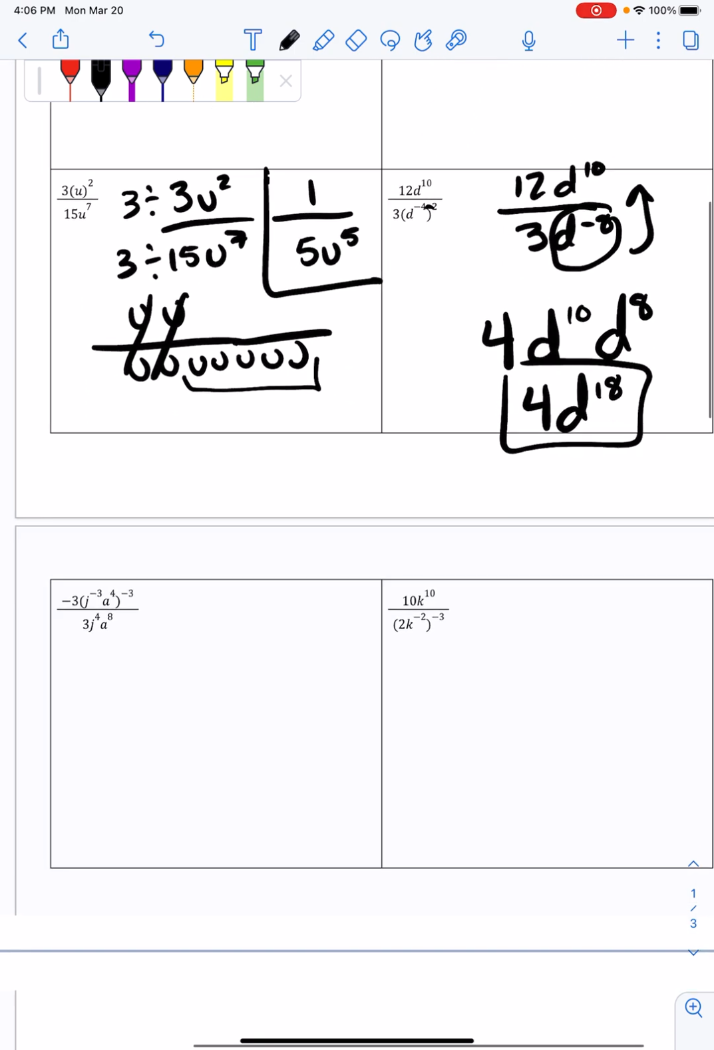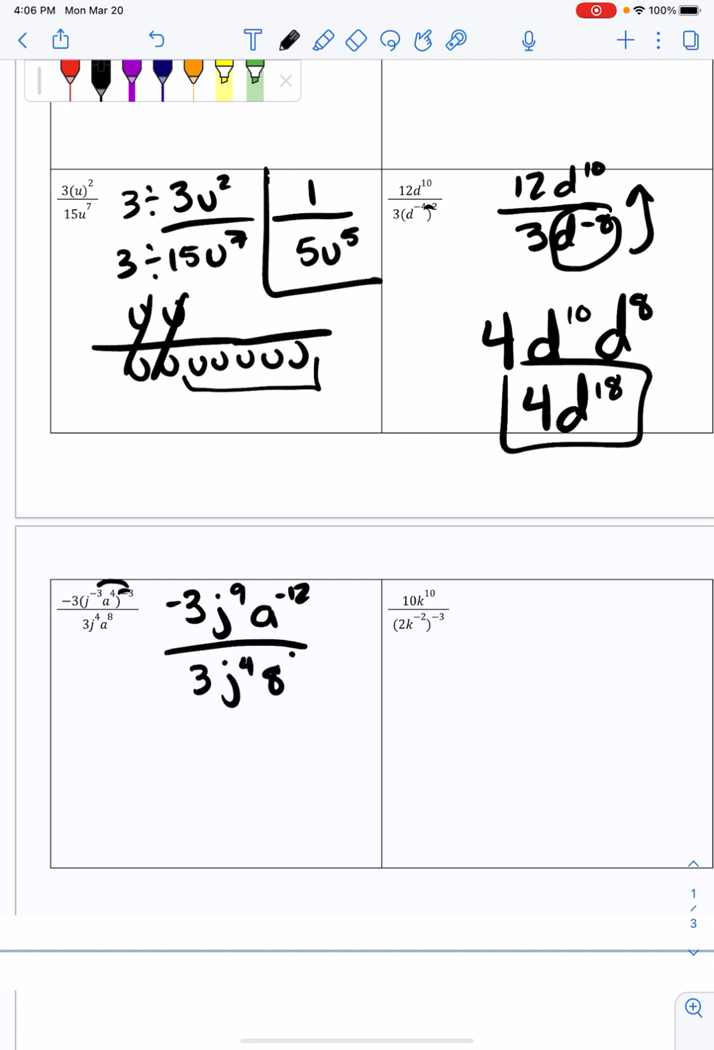All right, this one looks scary, but again, we're just going to apply our properties. We're going to multiply for the power rule. So we get negative 3j to the positive 9. Negative times a negative is a positive. A to the negative 12, all over positive 3j to the 4th, a to the power of 8.